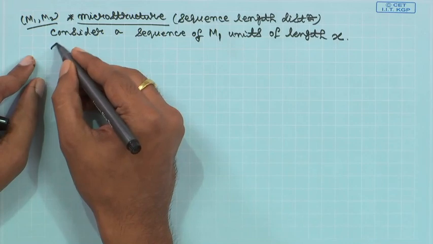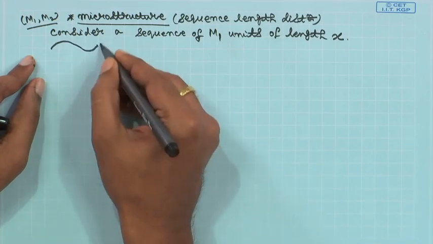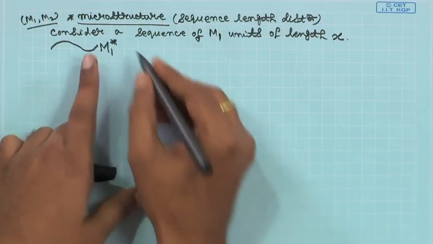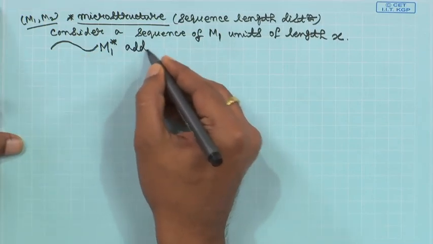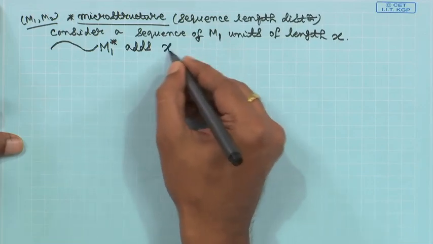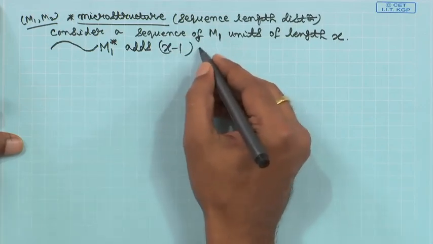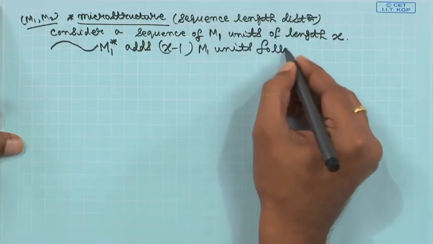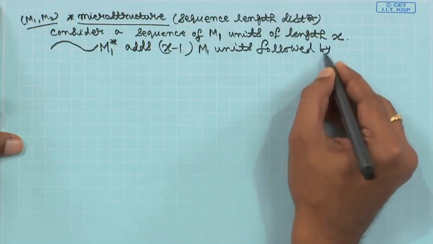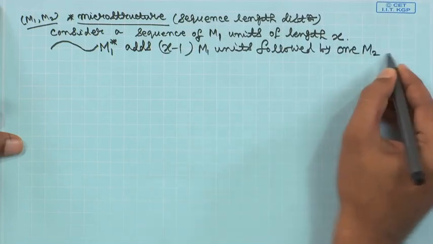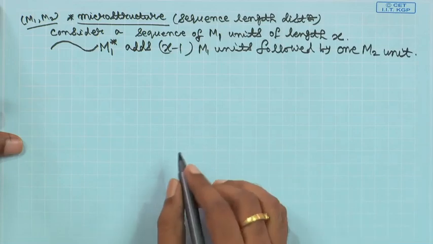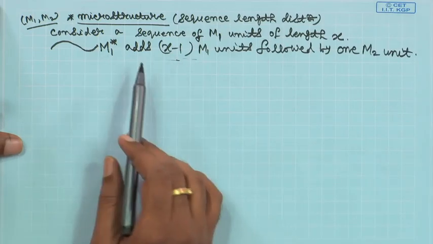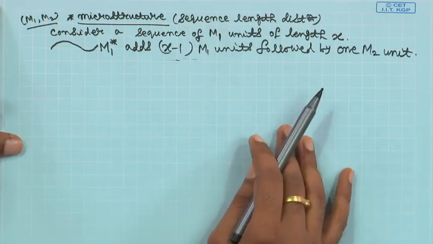So, that would mean you start with this. So, you have an M1 unit here. Now, this adds x minus 1 M1 units followed by 1 M2 unit, because a total of M1 units of length x. So, x number of M1 units have to be there.